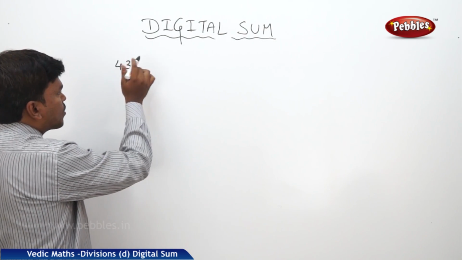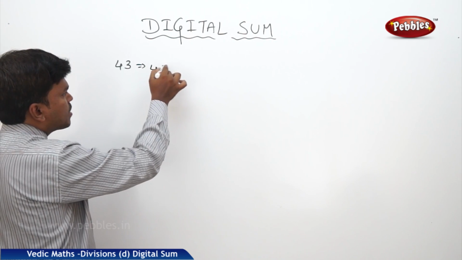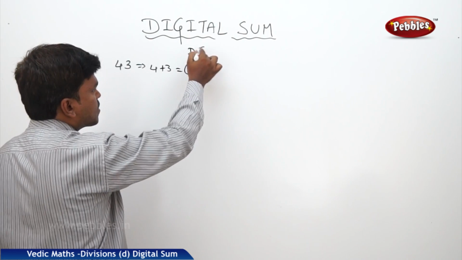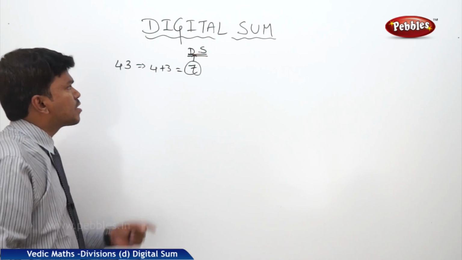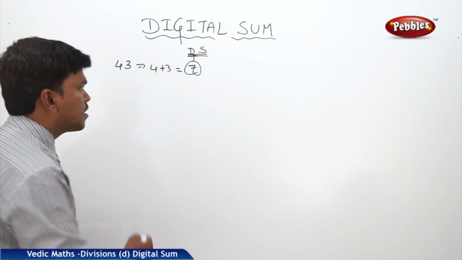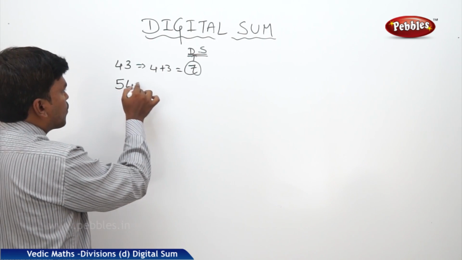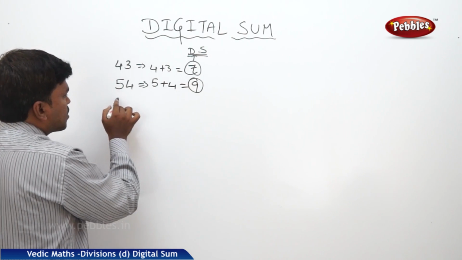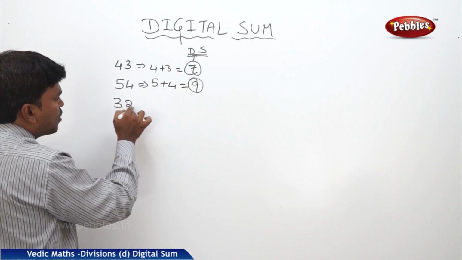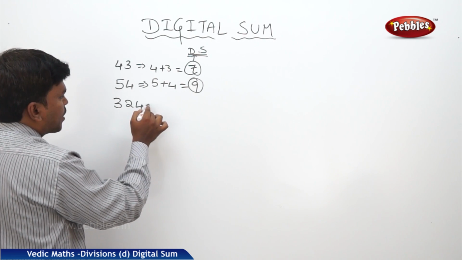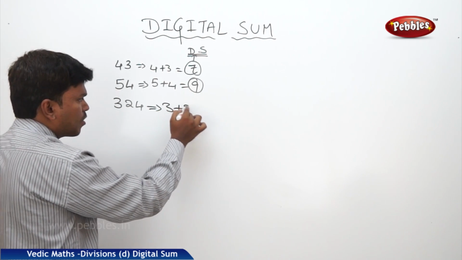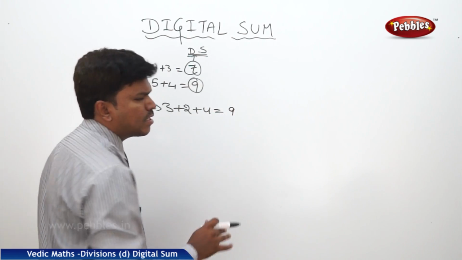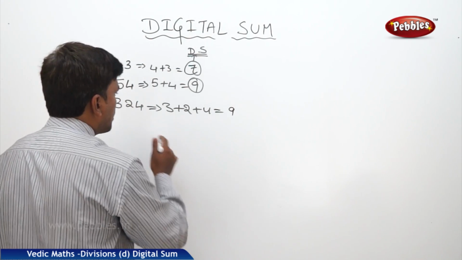Now what is the digital sum of 43? It's simply 4 plus 3, how much? 7. So 7 is my digital sum. Digital sum of the number 43 is 7. 54. What is the digital sum of 54? 5 plus 4, 9. Suppose, what is the digital sum of 324? Okay. So 3 plus 2 plus 4. 3 plus 2, 5. 5 plus 4, 9. Simply add the digits in the given number. That is the digital sum.